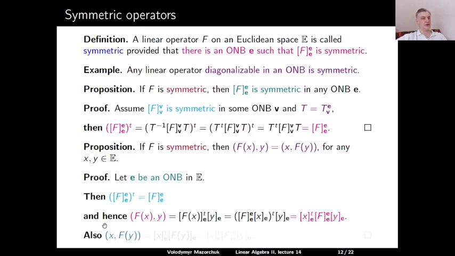So this is the expression. And let us now compare it with the expression for the scalar product between x and f of y. So this is the transpose of the coordinates of x times the coordinates of f of y. And the coordinates of f of y are exactly the matrix of f times the coordinates of y. And we get exactly the same expression. So these two expressions coincide, which proves our proposition.